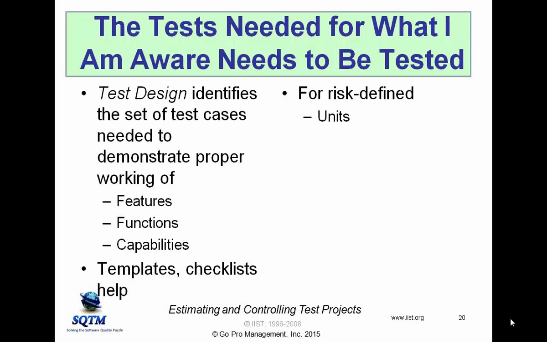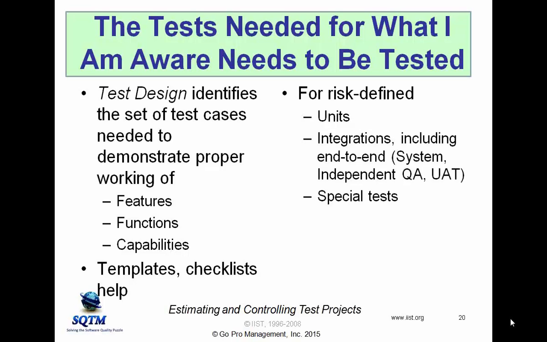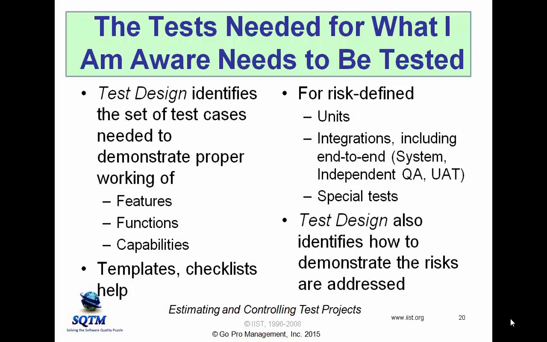And then identify units and integrations and special tests and system tests based upon the small, medium, and large risks. Okay? And then test design also says, for these tests that we're going to be doing, how should we go about doing them? Now, hopefully this is making sense.